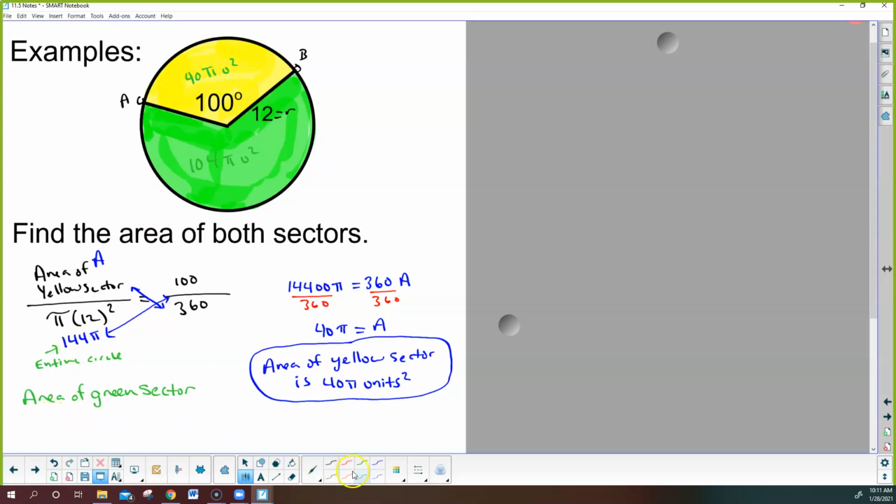So a very quick way of finding another sector is looking at the work that you already did to identify the area of the full circle and subtract. And there you go. 104 pi units squared.